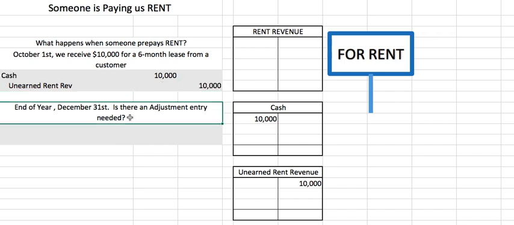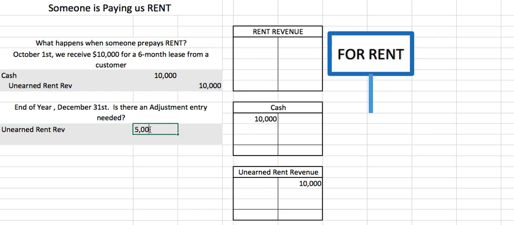Now at the end of the year, we always look at our prepaids and unearneds to make sure that we make the correct adjustments. And so at the end of the year, have we earned any money? Well, absolutely, because the month of October, November, and December, we have allowed that customer to use our building. So half of this money, $5,000, has been earned. So we will debit unearned rent revenue for $5,000.